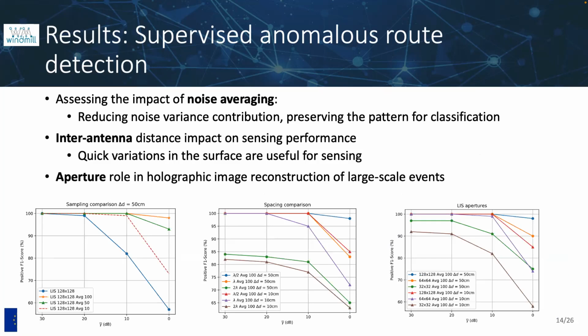So here are the first hints that we wanted to show. These three plots are showing different configurations of LIS parameters.